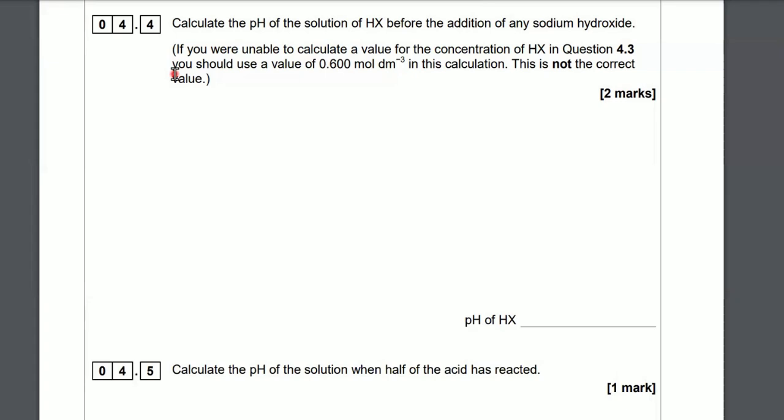Now, we know that the concentration of HX is 0.096 mole per decimeter cubed. So write out your Ka expression again. In fact, we already wrote it earlier in one of the earlier parts of the question, so we're just going to rewrite the expression. Ka is equal to H plus times X minus divided by HX. We want to rearrange to find H plus, because the minus log of the concentration of hydrogen ions will give us the pH.